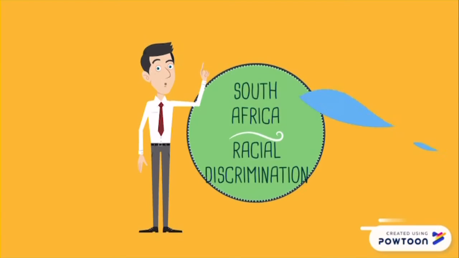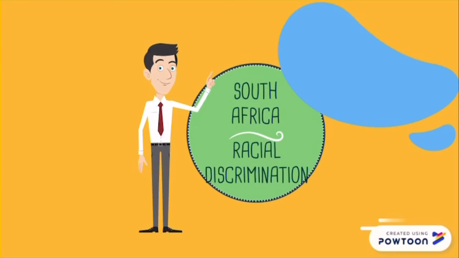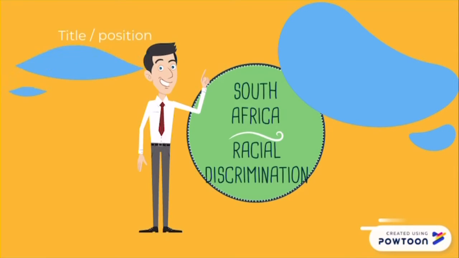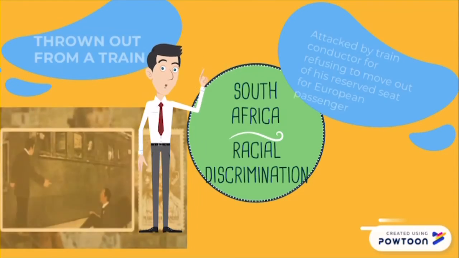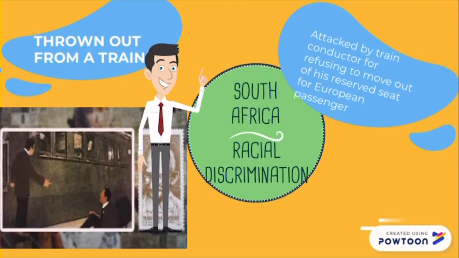In South Africa, Gandhi was a victim of prevalent racial discrimination against the Indians. He was thrown out of a moving train for occupying a first-class seat despite having a ticket. He was also attacked by a train conductor for refusing to move out of his reserved seat.